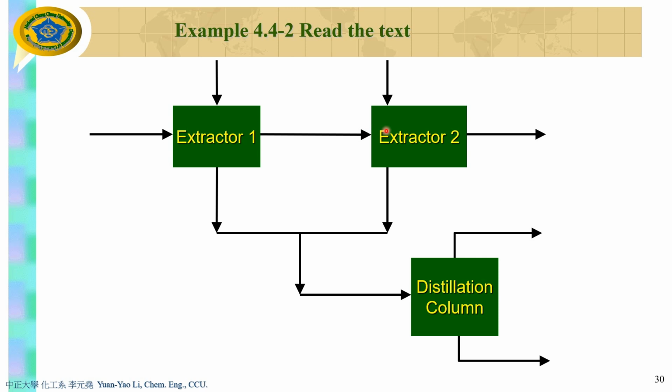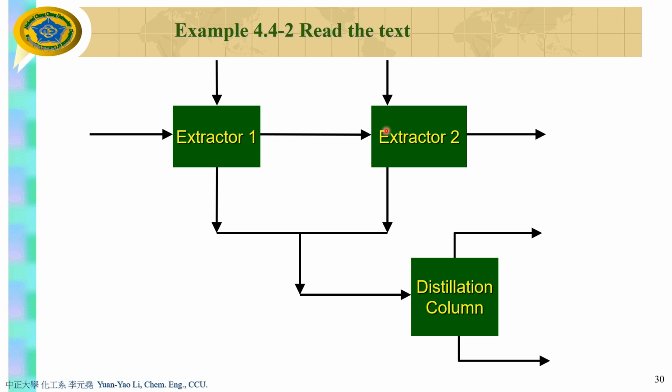Okay, so let's work together with this problem. Let's go to example 4.4-2 on page 97. The title is extraction distillation process. The first line is a mixture containing 50% acetone and 50% water is to be separated into two streams, right? So you know the input will be 50-50, and the separation gives one stream rich in acetone and another rich in water.